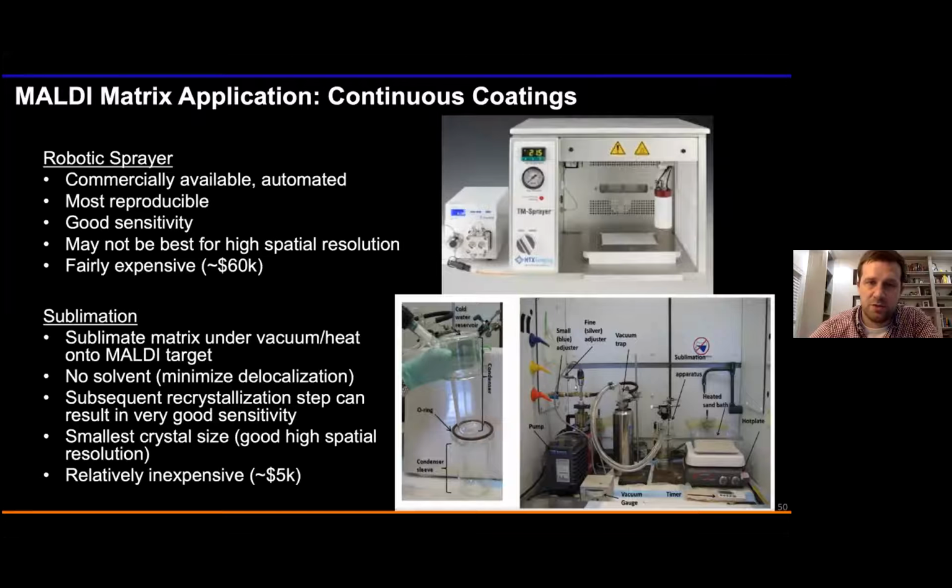If you're a relatively high throughput lab and you're doing a lot of matrix applications and you want to be very reproducible and very controlled, you can purchase a robotic sprayer. There's a few different manufacturers who make these. HTX Imaging is one. Bruker makes one. There's a few others. Sunchrome Suncollect makes one. And these are really great. They're very reproducible, great sensitivity, but they're much more expensive. They're typically $60,000 to $80,000.